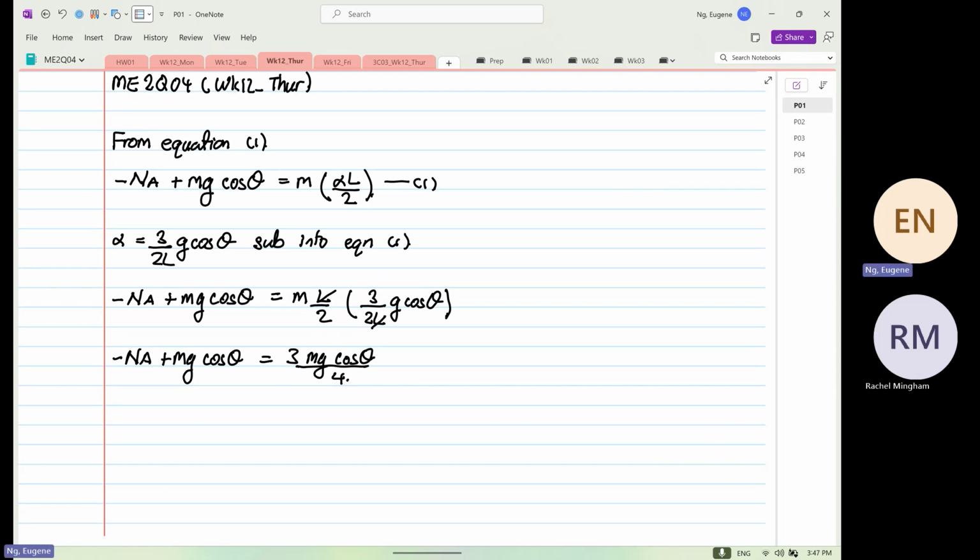Wait, let me check. Did I miswrite something? Oh, I see what you mean. So I will have NA over here. So this is mg cos theta minus 3 over 4 mg cos theta. So this will be equal to mg cos theta over 4. So this is our NA in the normal direction.